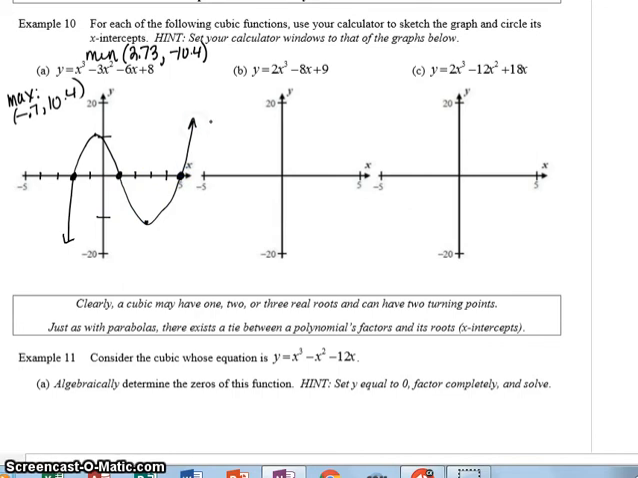Okay, so there's my as accurate as I can get on that one. Same thing. So ready? This one, part B, has a max at negative 1.2, comma 15.2. And it has a minimum at 1.2, 2.8. Okay, so doing my scales here.